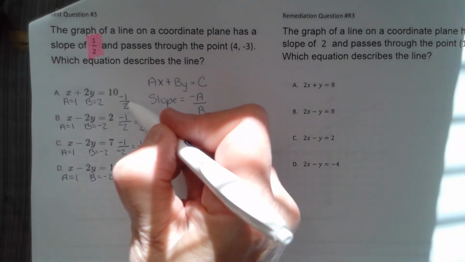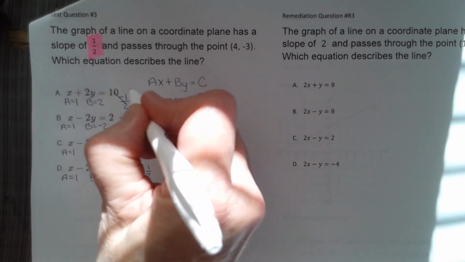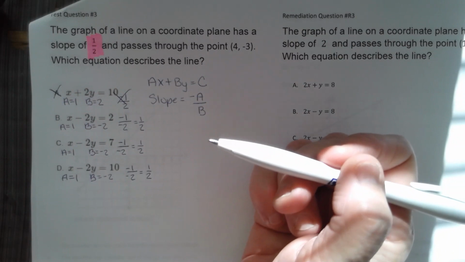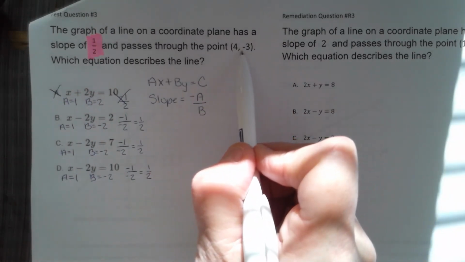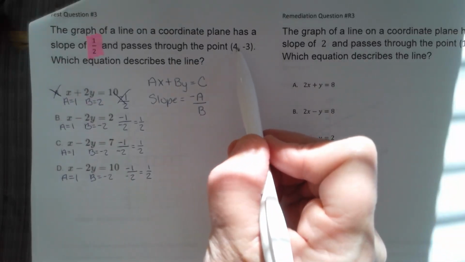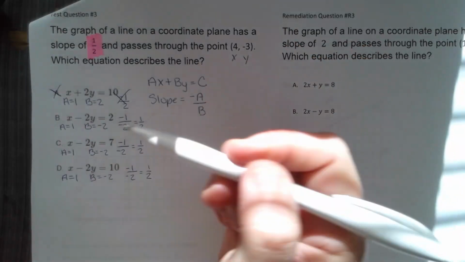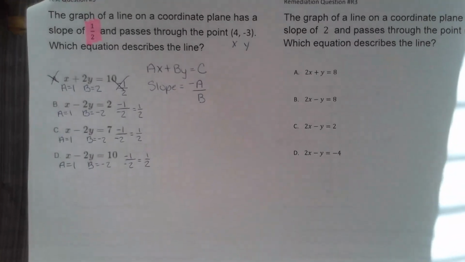This one is automatically out because that is a slope of -1/2. All of these slopes match. So my next step is, it says it passes through the point (4, -3). So I'm going to plug in 4 for x, -3 for y in each one of these and see which one gives me a true statement. Please make sure you're doing this with me.